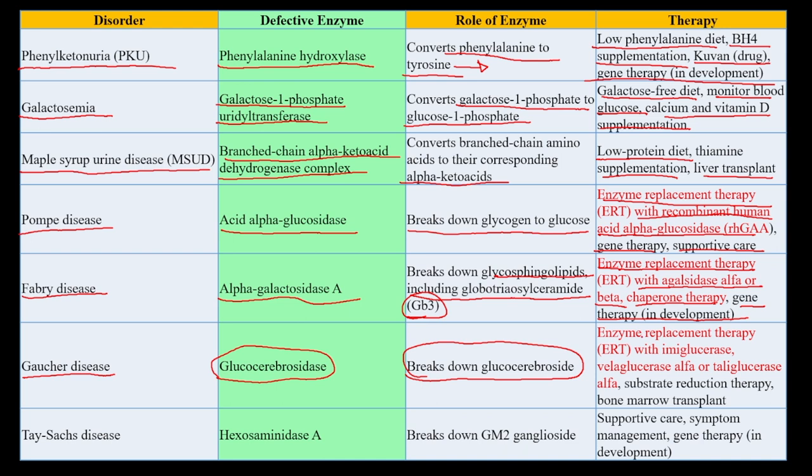And the therapy is enzyme replacement therapy with alglucosidase alpha, or this particular enzyme, and then you have substrate reduction therapy or bone marrow replacement. Then we have Tay-Sachs disease, where you have hexosaminidase A. It breaks down the GM2 gangliosides.